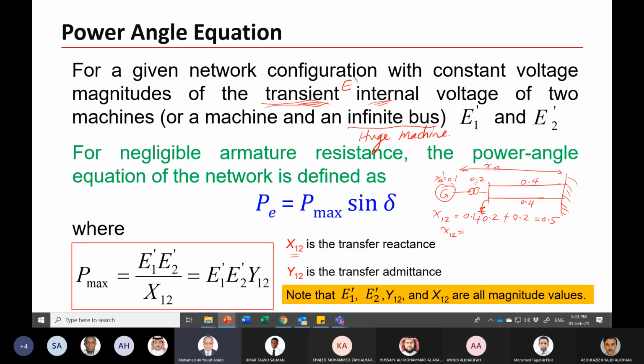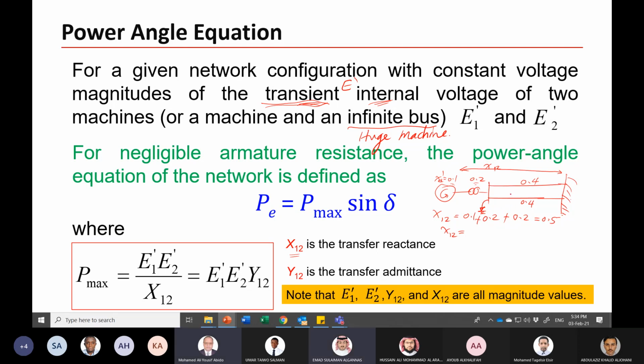how much is the transfer impedance between 1 and 2, between the generator and the infinite bus? Ayub, do you have another answer? No. Okay. Imad Suleiman? No. Yes, maybe 0.3 in parallel with 0.2. Yes, you have this 0.3 and 0.2 here in parallel.